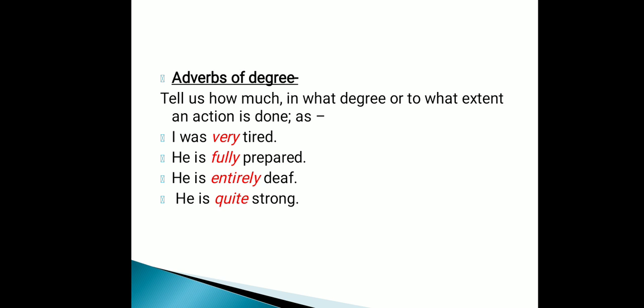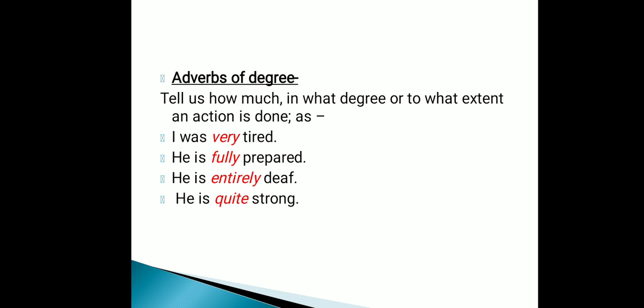See the example. I was very tired. He is fully prepared. He is entirely deaf. He is quite strong. So, I was very tired. How much I was tired? Very tired. Means this example is showing here in what degree an action is done or to what extent, means how much an action is done. Okay? Not how many times, how much.